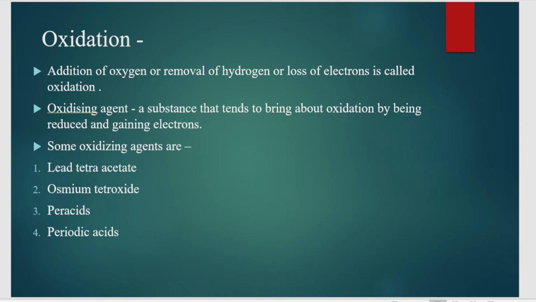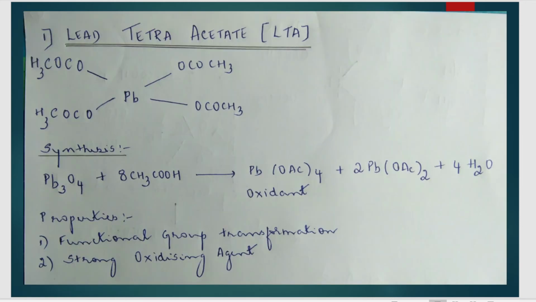So we'll be studying about some important oxidizing agents, four of them, that is lead tetraacetate, osmium tetroxide, peracids, and periodic acid. In this video, I've covered about two, that is lead tetraacetate and osmium tetroxide. We will start with lead tetraacetate, that is LTA.